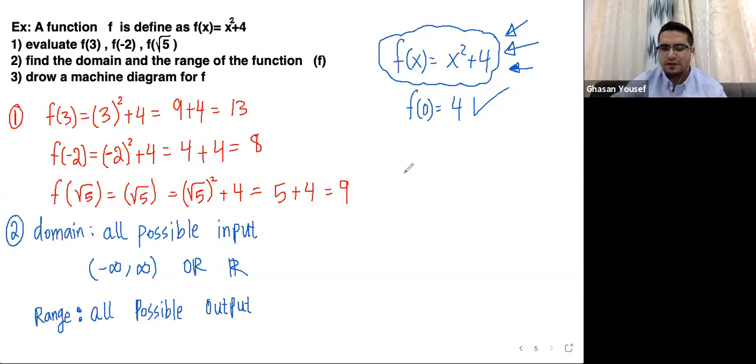If I start from the 0 here, what do I get? F of 0, what do I get? F of 0 is 0 plus 4. And the answer is 4. Exactly. Michael, Laila, correct. What is f of 1?